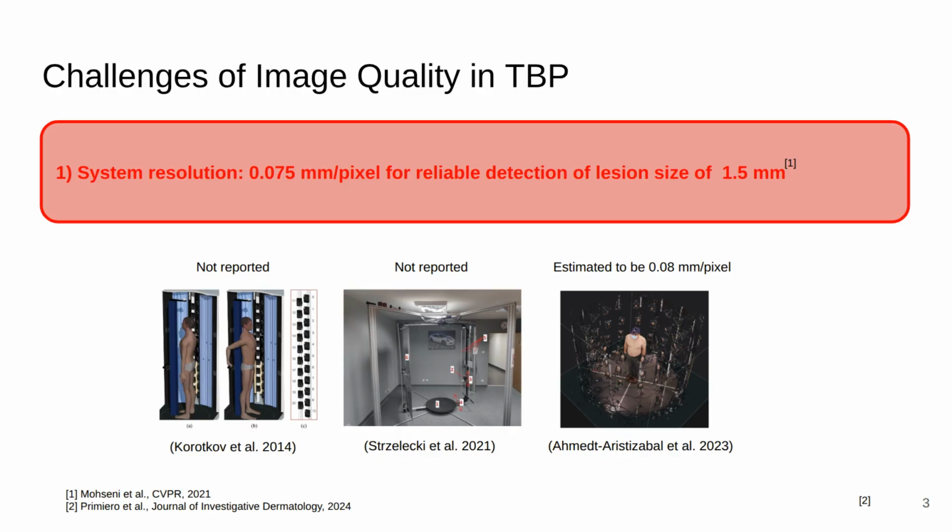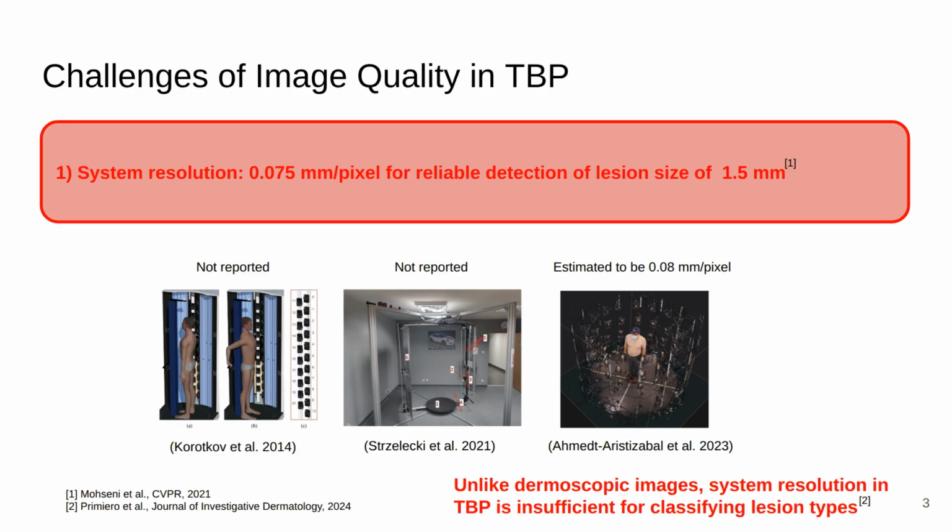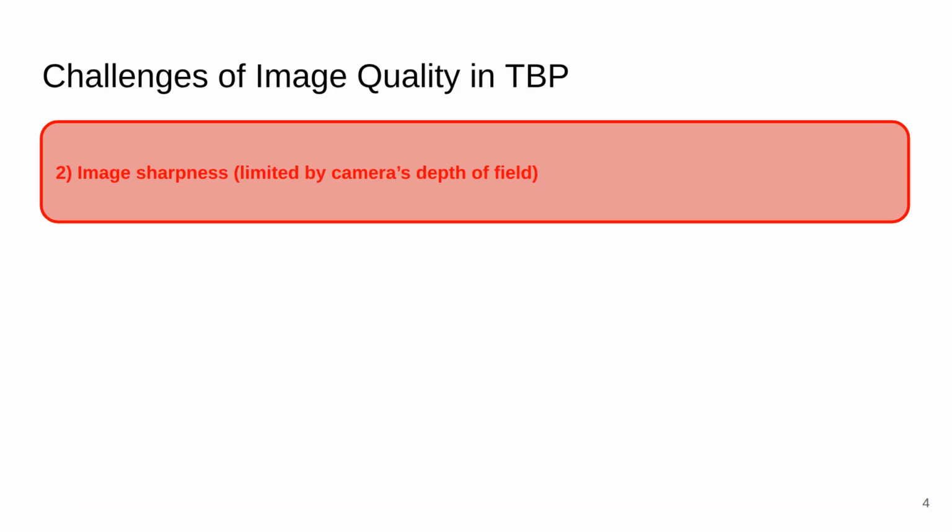It is reported that the system resolution should be at least 0.075 mm per pixel for reliable detection of lesion size of 1.5 mm. Unlike dermoscopy images, the system resolution of total body photography is insufficient for classifying lesion types. Second, the image sharpness is limited by camera's depth of field.